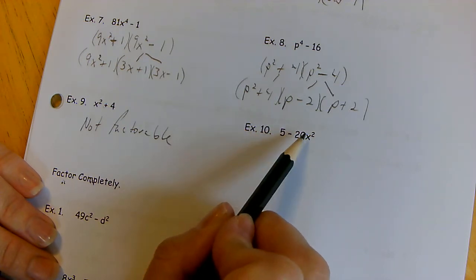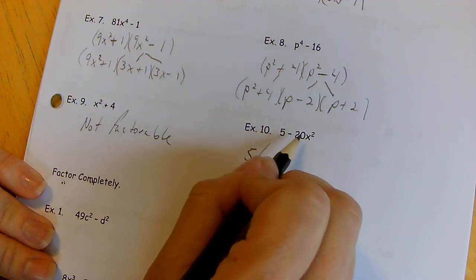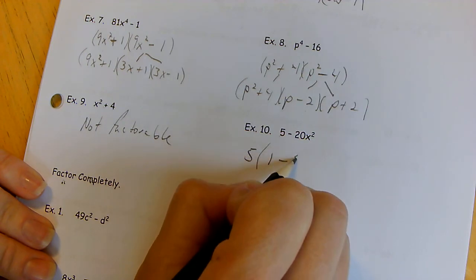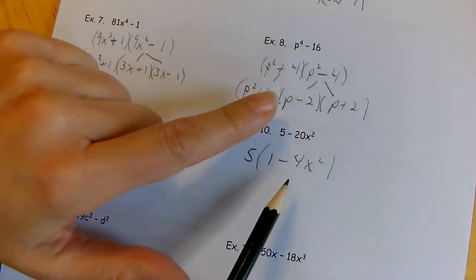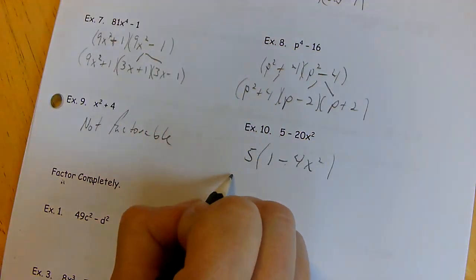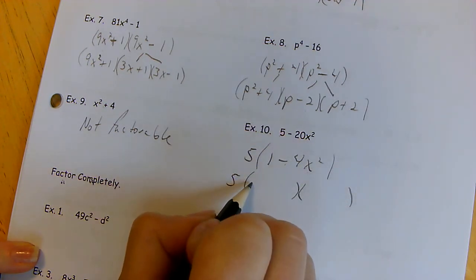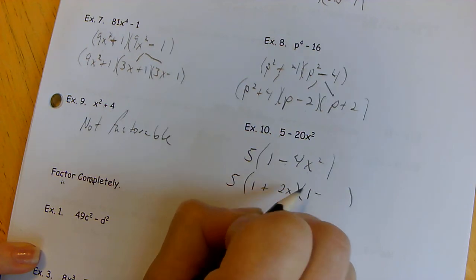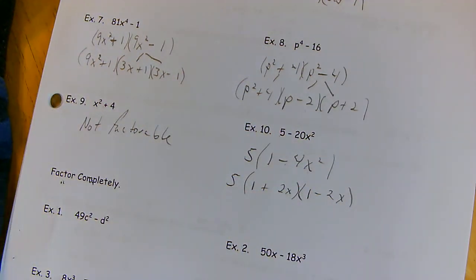Here, I see they're both divisible by 5. I need to pull that out first. GCF my two terms. 5 times 1 would get me 5. 5 times 4x squared will get me 20x squared. Then I want to look, do I still have a difference of perfect squares? And I do. 1, 1, plus, minus, 2x, 2x. And I'm factored completely.